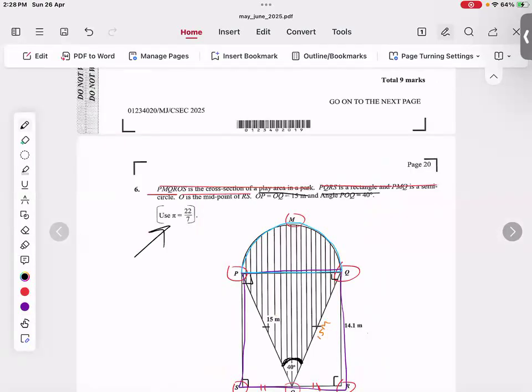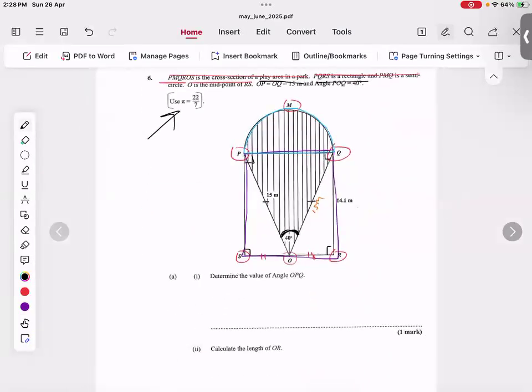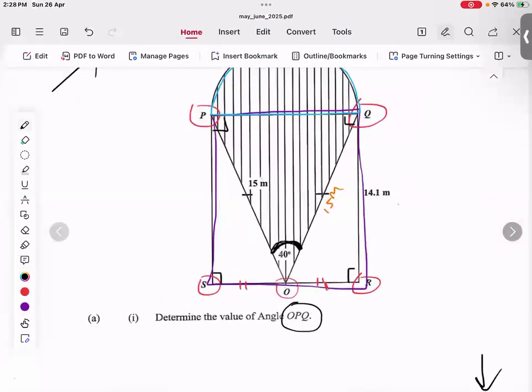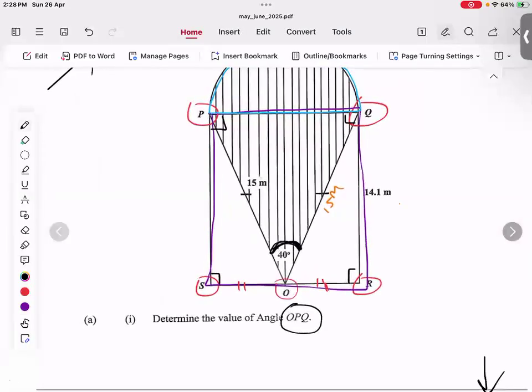They specifically told me that in the event that pi plays a role in my calculation, I must use pi as 22/7. Good. Now, first question for 1 mark. It's not a heavy thing, so more than likely, it might be something you just look at, add or subtract or multiply and get the answer. So they say I must determine the value of the angle OPQ, the angle right here.